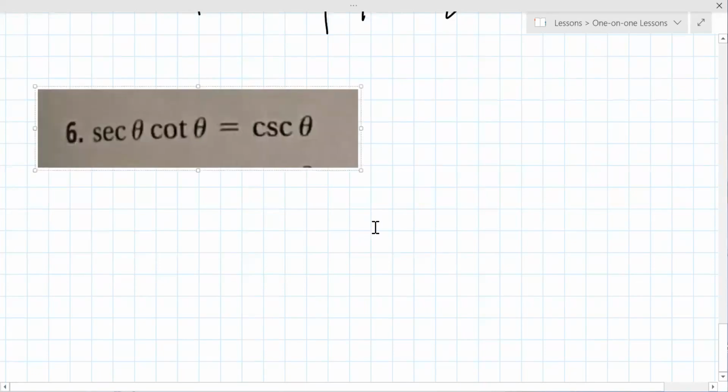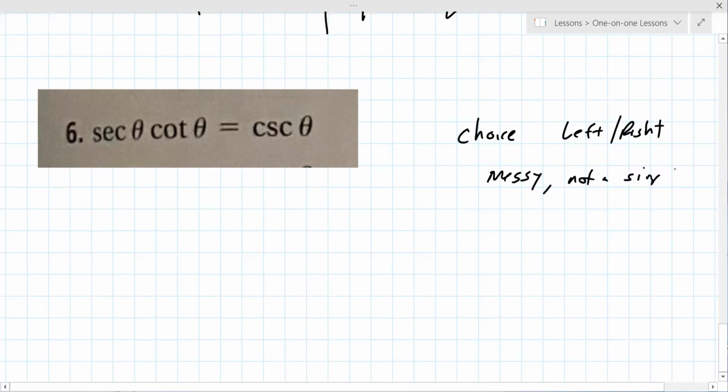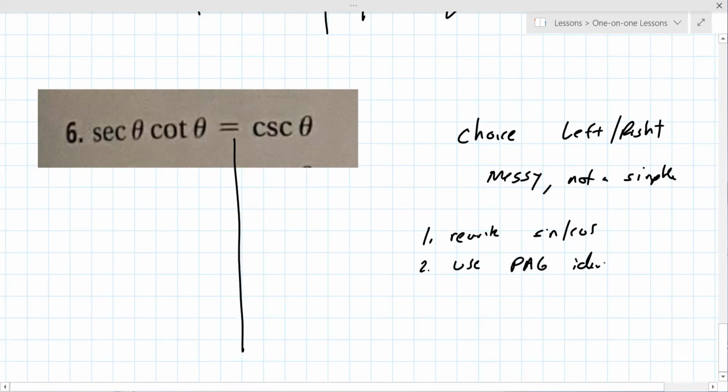All right, so we haven't talked about this yet, but you really have a choice. You can either work on the left or the right, and unfortunately, you generally choose the one that's messier or not as simplified. So you're going to work on the left side here, and you have a target at least, so that's good. But now it's like, well, what do I do? Well, we've only really talked about one strategy, maybe 2. The first one is to rewrite in terms of sine and cosine, and the second one is to use the Pythagorean identities. That's when you have squares.